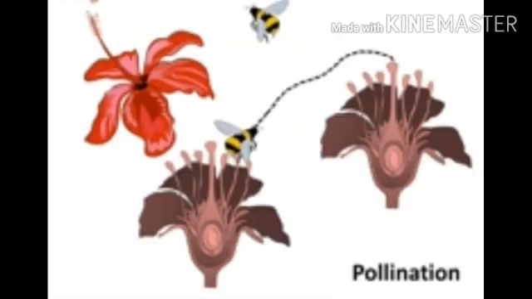Look at the picture. There is a honeybee. It sits on a flower. When it sits, the pollen grains stick to the wings and legs of that honeybee, and when this honeybee sits on another flower, it transfers these pollen grains to the other flower. That is known as pollination.